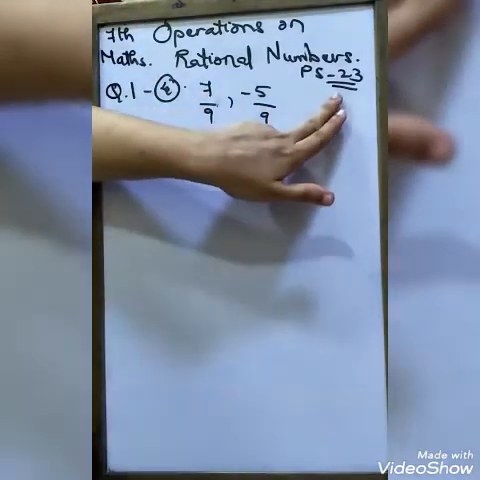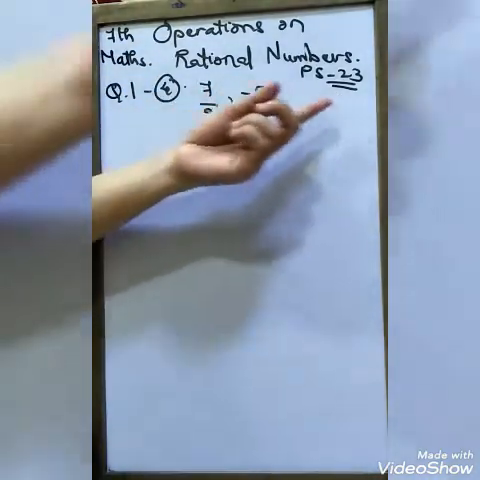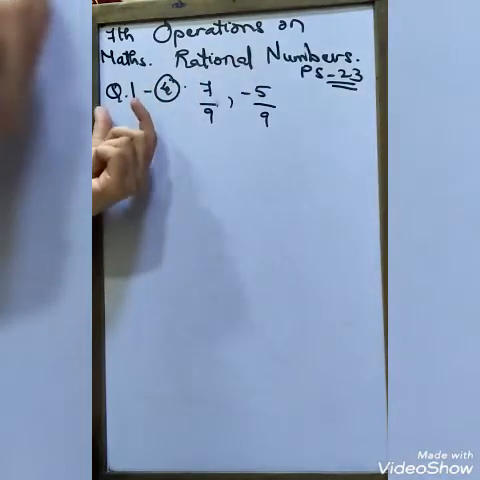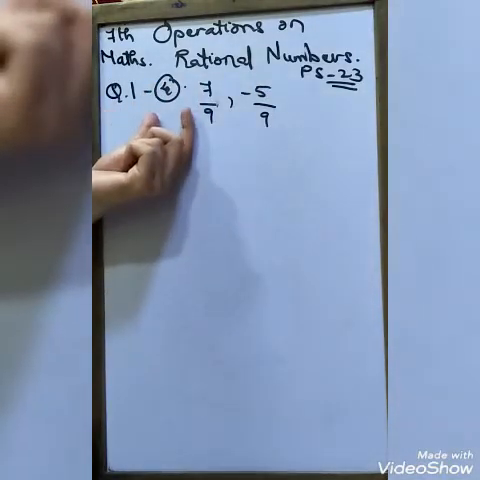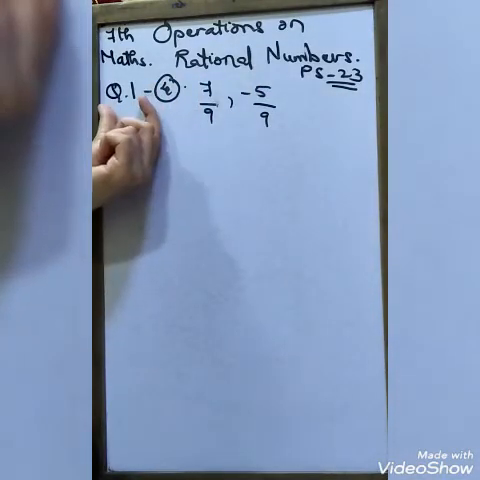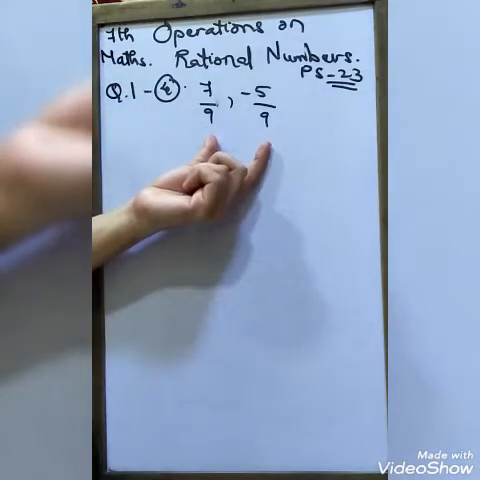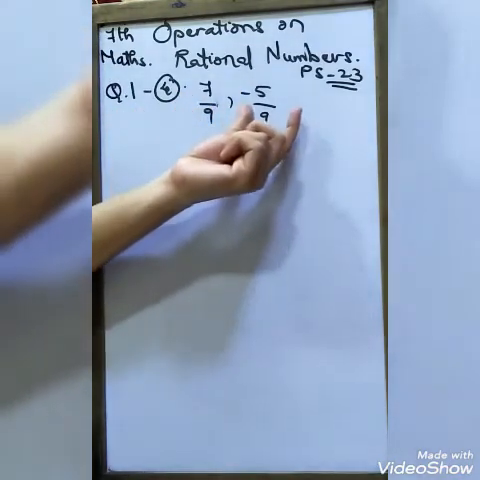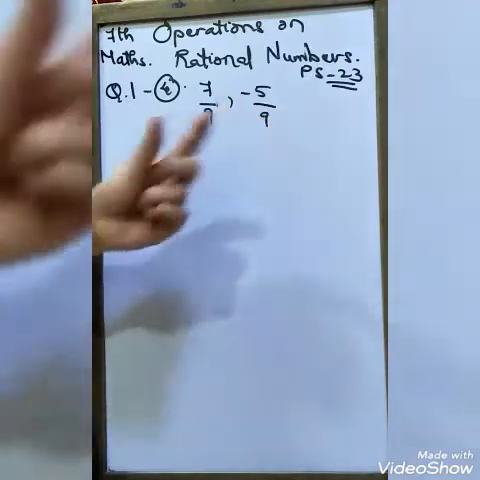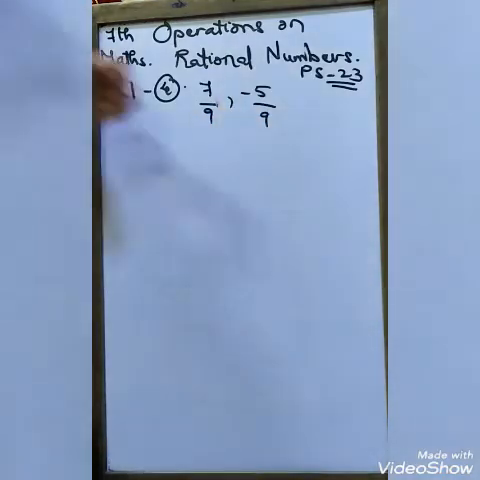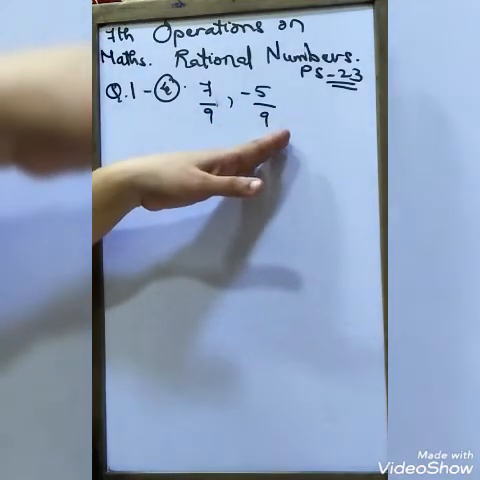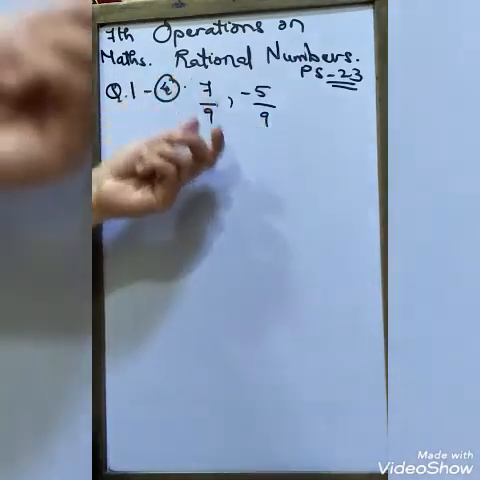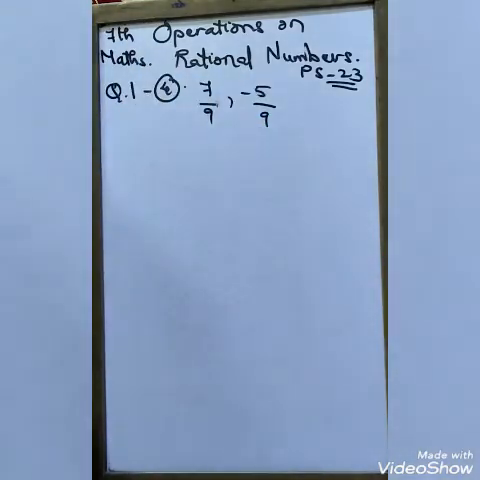Practice set 23 we were continuing. So similarly we are going further, and the question number 4 out of that, we are going to solve here: 7 upon 9, minus 5 by 9. Now what we are supposed to do is find the numbers in between 7 upon 9 and minus 5 by 9.